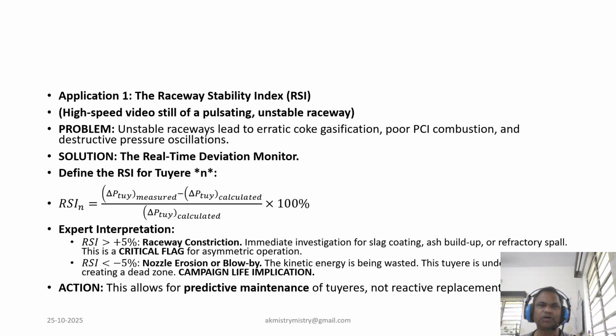Unstable raceways cause erratic combustion and pressure oscillation. The RSI helps us monitor this in real time. If RSI is above plus 5%, we may have raceway constriction. Below minus 5%, it could indicate nozzle erosion. This allows proactive, not reactive, replacement.